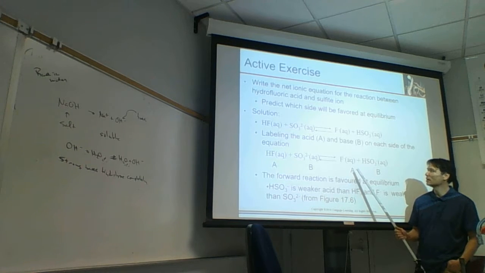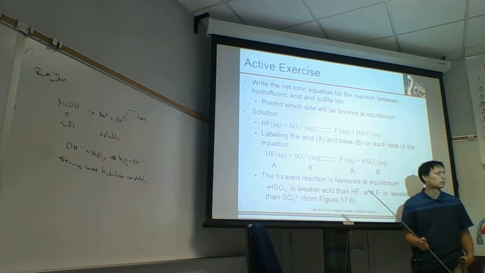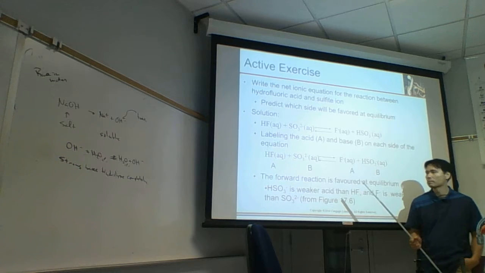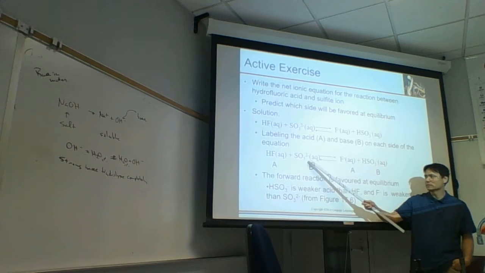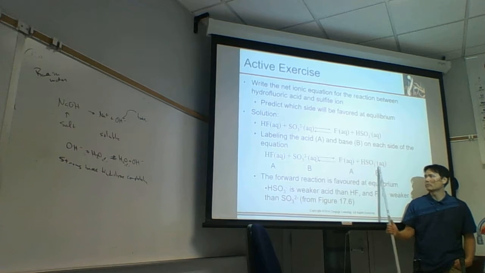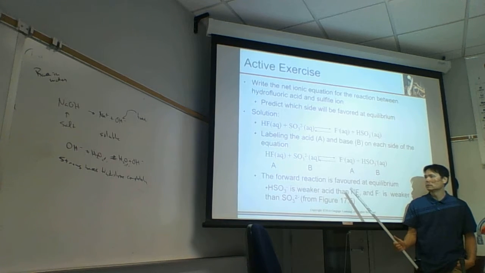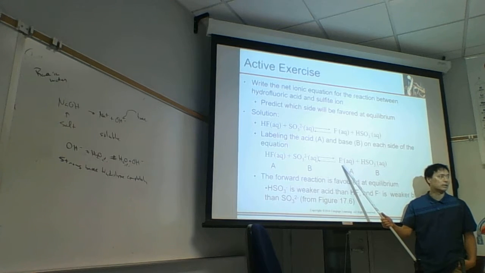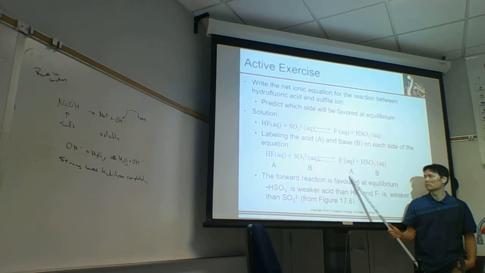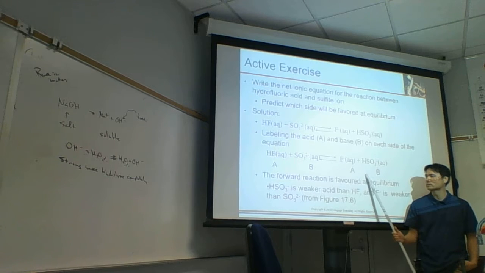So they screwed this up. Do you see the error here? This is right. HF's the acid going forward, sulfite's the base going forward. But going backwards, this can't be right because fluoride doesn't have any H to donate. Acids are H plus donors. And so they got this backwards.